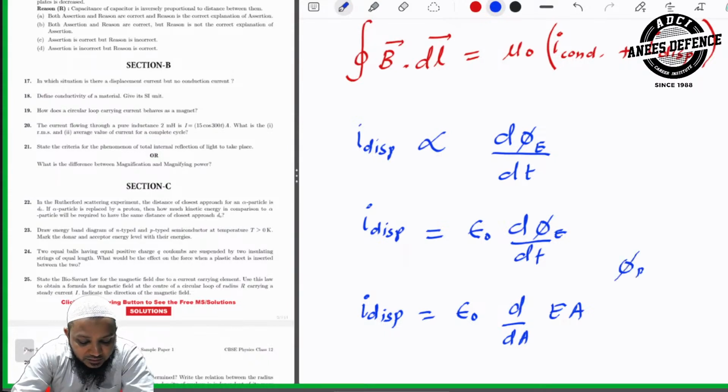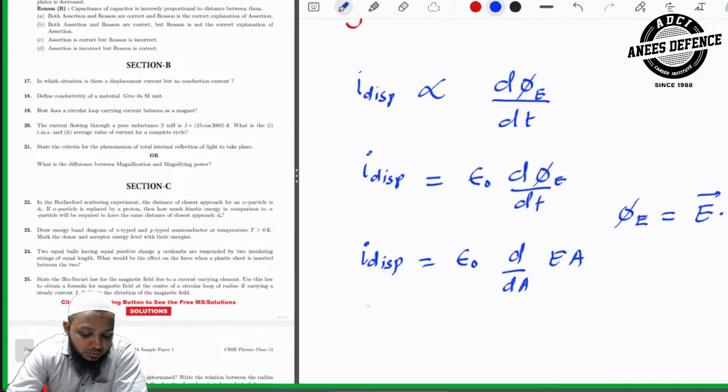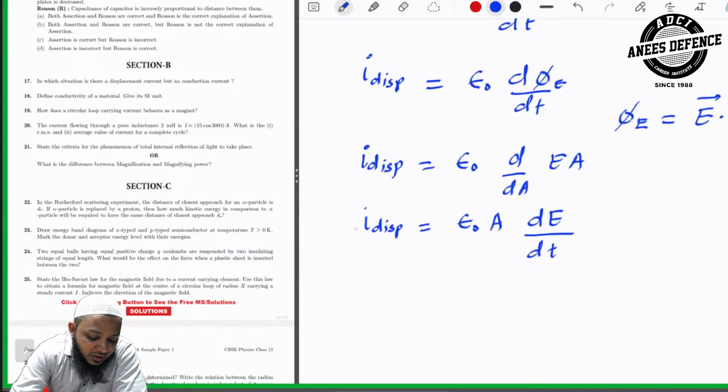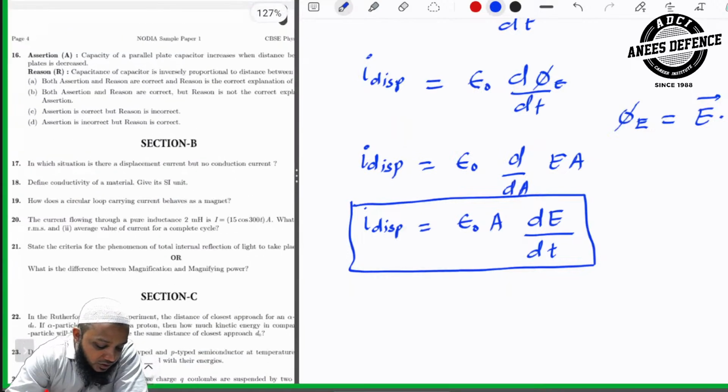See, electric flux and magnetic flux. What do you mean by electric flux? Number of electric lines crossing the given area. So electric flux can be calculated by the dot product of the electric field E with the area vector. The dot product between electric field and area vector gives you electric flux. Therefore, displacement current becomes epsilon naught A dE by dt. This is the expression for displacement current. So we have given the answer for this question.